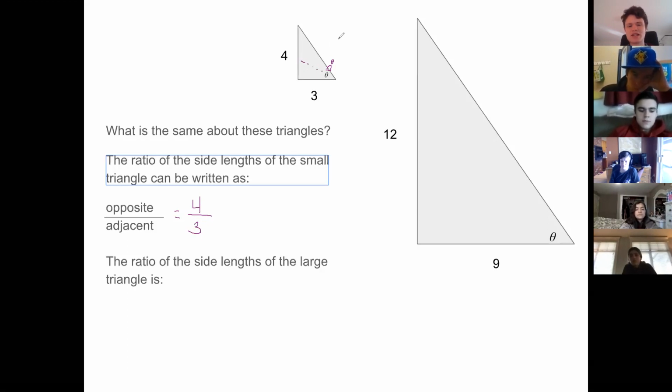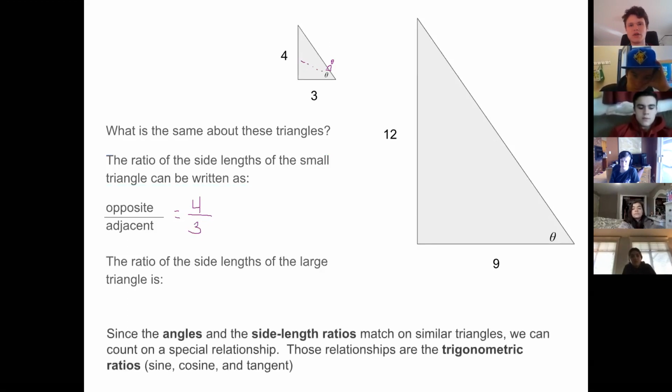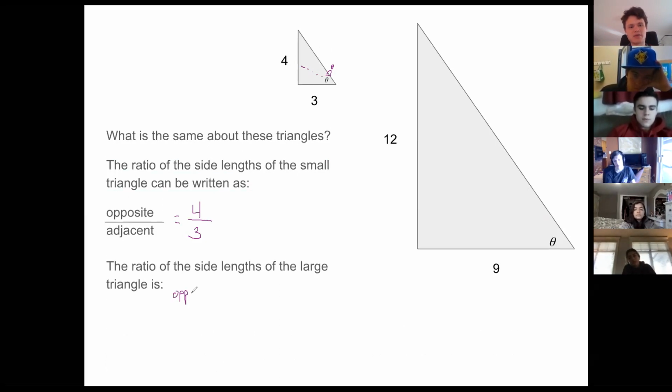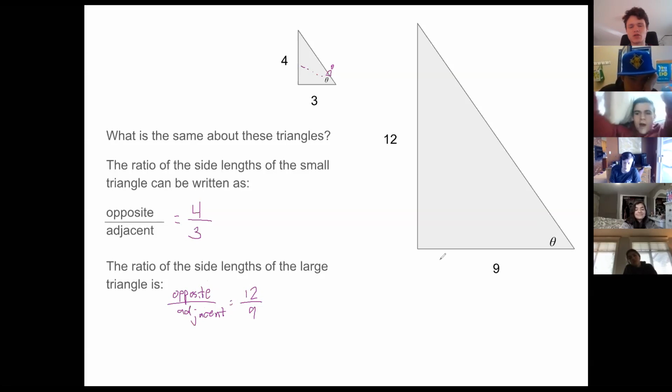Okay, the ratio of the side length of the large triangle, well, let's do that as well. That's opposite over adjacent as well, right? We're just picking these two side lengths, okay? And this is 12 over 9, right? Opposite is 12, adjacent is 9. However, this can be simplified.